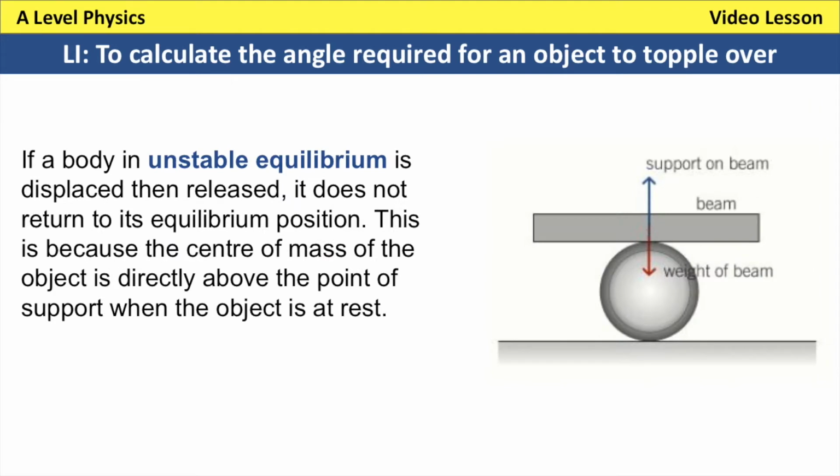By contrast, if a body is in unstable equilibrium and it is displaced and then released, it will not return to its equilibrium position. That is because the centre of mass of the object is directly above the point of support when the object is at rest. Take, for example, a beam on top of a cylinder. If that beam gets displaced, it will not end up returning back to its equilibrium position because it'll probably fall off the cylinder.